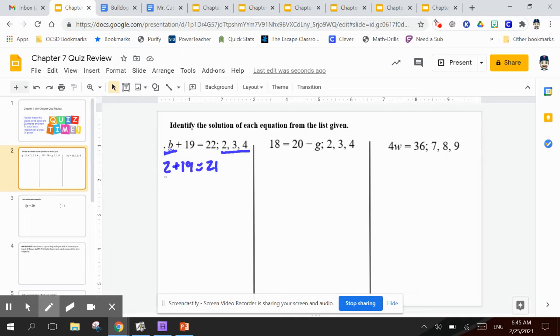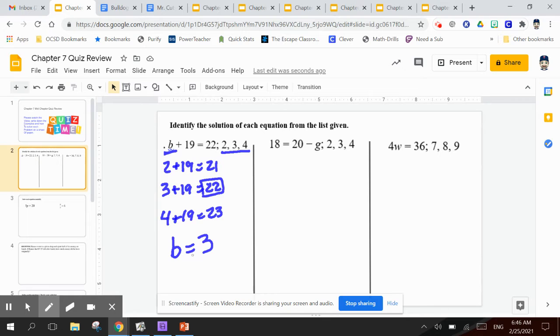So I try 3. 3 plus 19 equals 22. Does 22 equal 22? Yes. So that one works. But let's try 4 just for giggles. 4 plus 19 is 23. No, that does not work. So B equals 3. Let's try the next one.